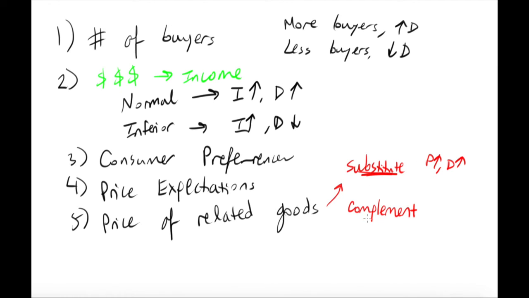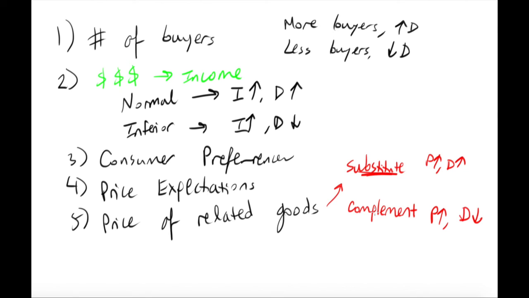Whereas in the case of a complement, if the price of a complement went up, then the demand for your good would go down. That's because in order to get the full package, the full experience of your good, the complement has now gone up, and therefore it's pricier to actually experience your good, and so the demand for your good will go down.